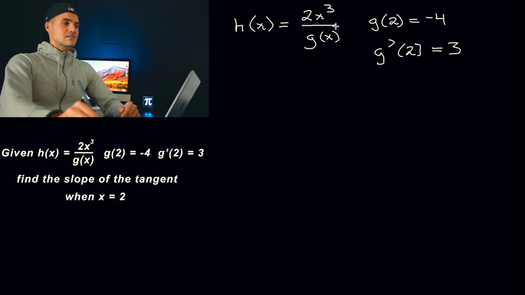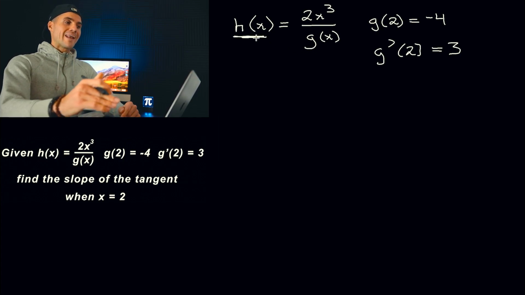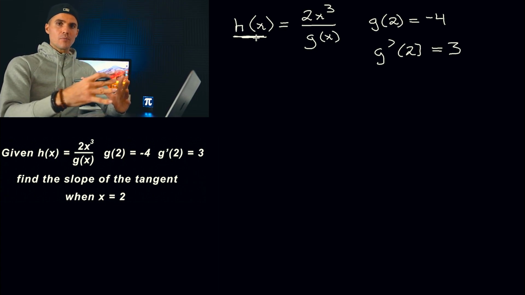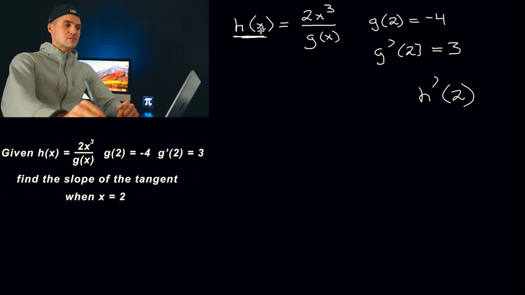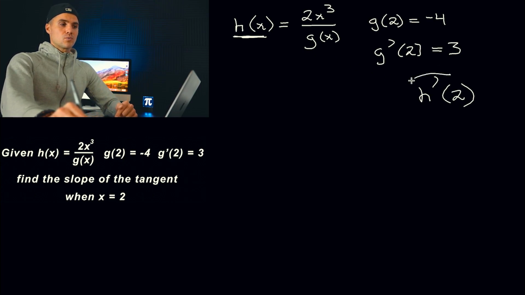What we're asked in this question to find is the slope of the tangent on this function h of x when x is equal to 2. To shorten up what they're asking, they're basically asking you to find h prime of 2, right? They're asking you to find the slope of the tangent on h of x when x is equal to 2, which in short form is the value of the derivative of h of x when x is equal to 2.